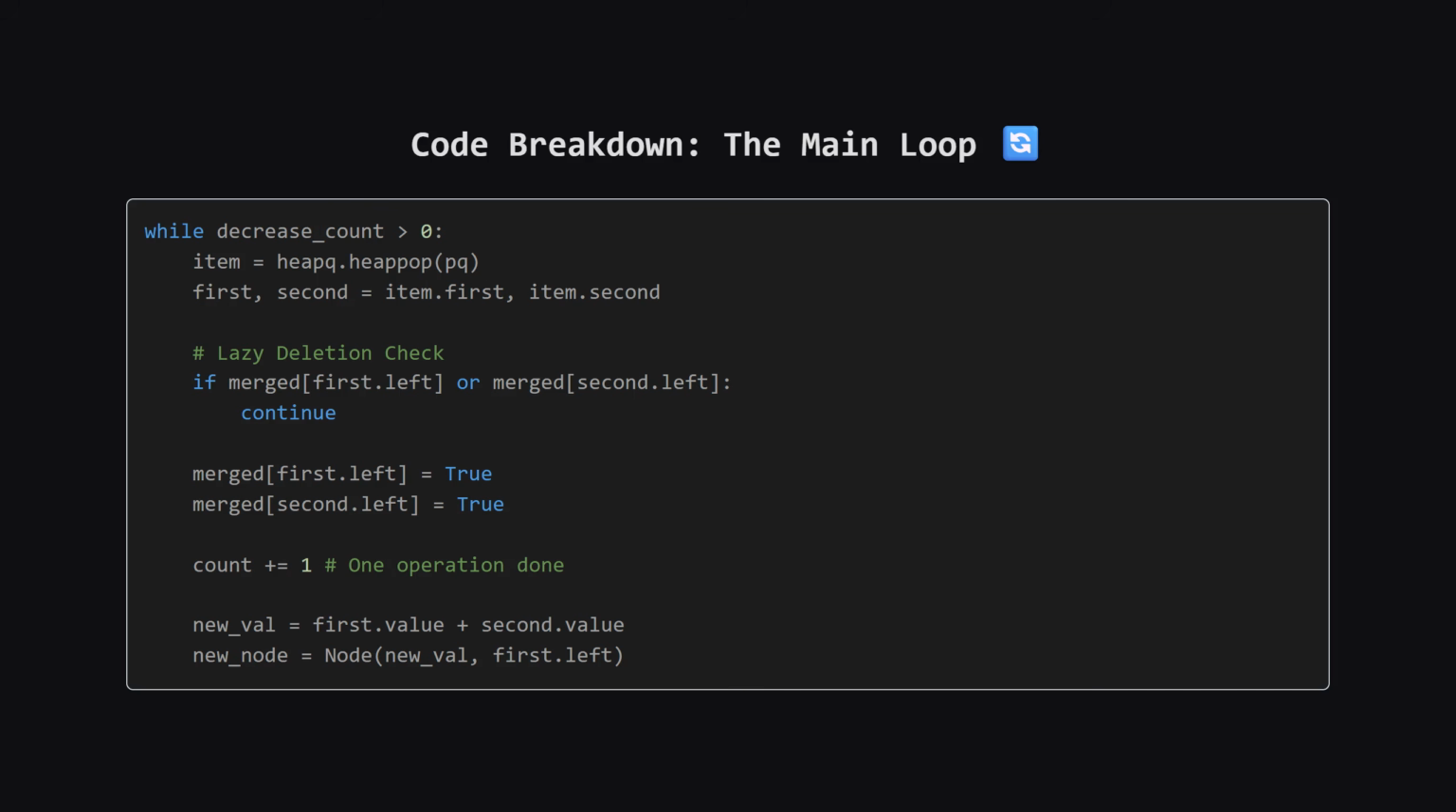Now for the main engine. We loop as long as decrease_count is positive. Inside the loop we pop the smallest pair from the heap. Here's where lazy deletion comes in. We check our merged array. If either node in this pair has already been merged previously, it means this pair is dirty or invalid. It represents a state of the array that no longer exists. So we just skip it using continue. If it's valid, we mark both nodes as merged, increment our operation count, and create a new underscore node with the sum of the pair.